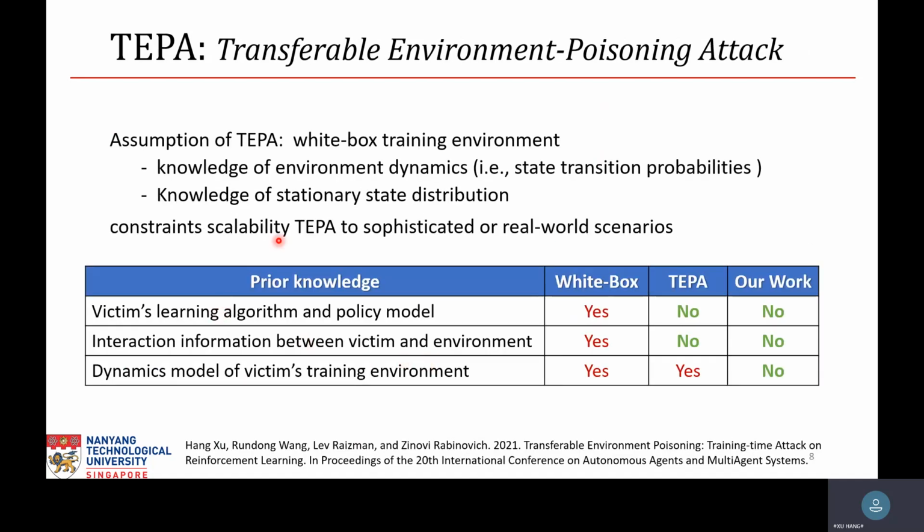But this method is developed based on one assumption: that an attacker needs to know how the environment responds to the agent's action. This means they need to know the environment dynamic model and the stationary state distribution. And here the attacker is assumed to require a white box training environment.